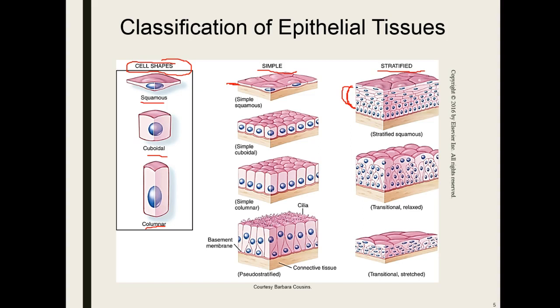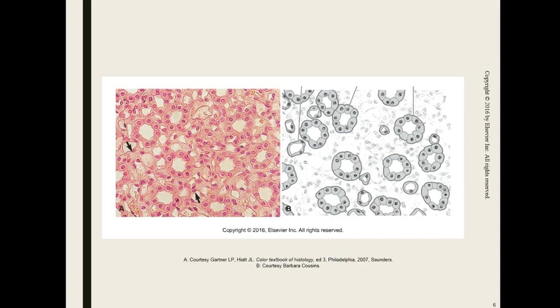What you'll see with the transitional, if you look on this one here, when it's relaxed, it sits up nice and tall. Then as it stretches, those cells kind of flatten out on top of each other, allowing that organ or that tissue to really stretch out. A good example of this is our urinary bladder. So when it's empty, the bladder is a smaller structure, and then as it fills with urine, the bladder will continue to expand until we urinate, and then it shrinks back down to that original size.